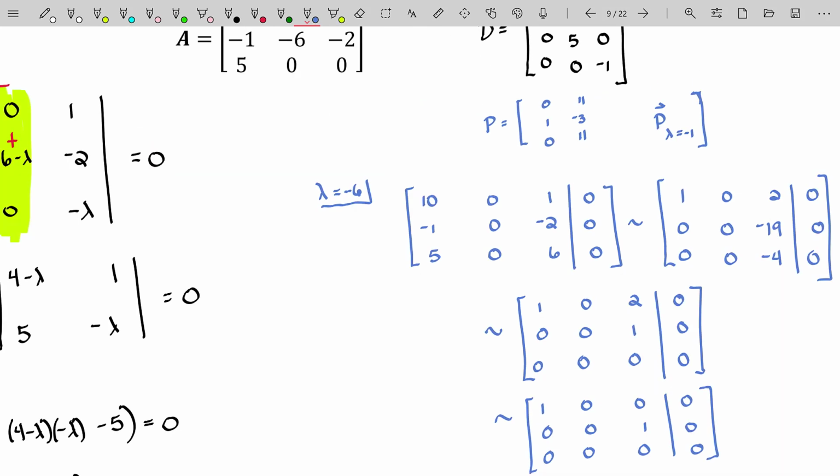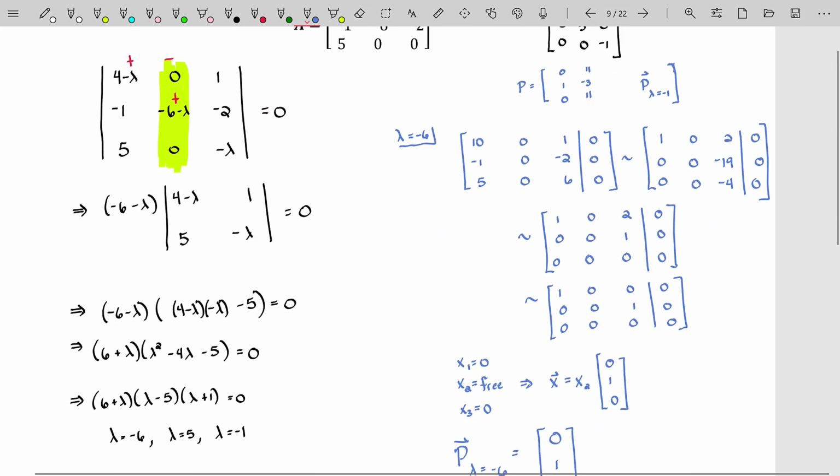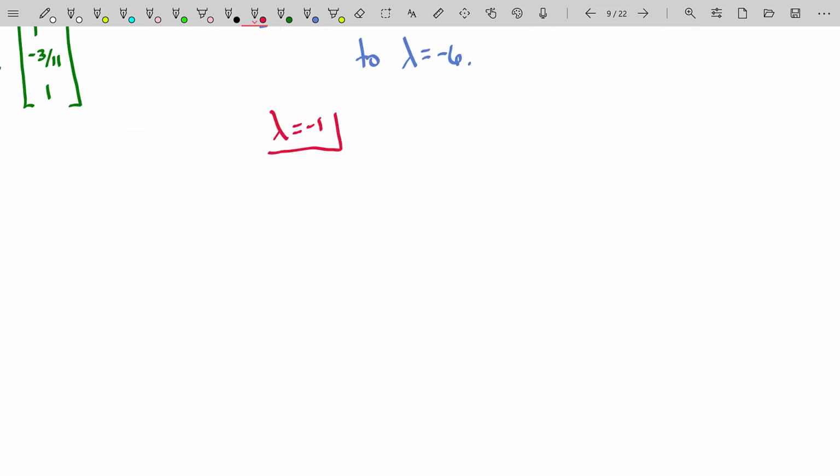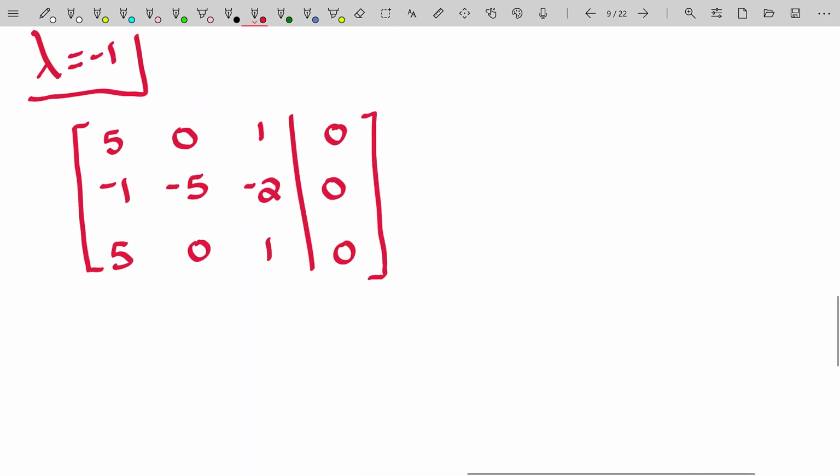We have this last eigenvector to find associated with lambda equals negative 1. Using a different ink for that, we get here. Now let's go ahead and just clean this up.